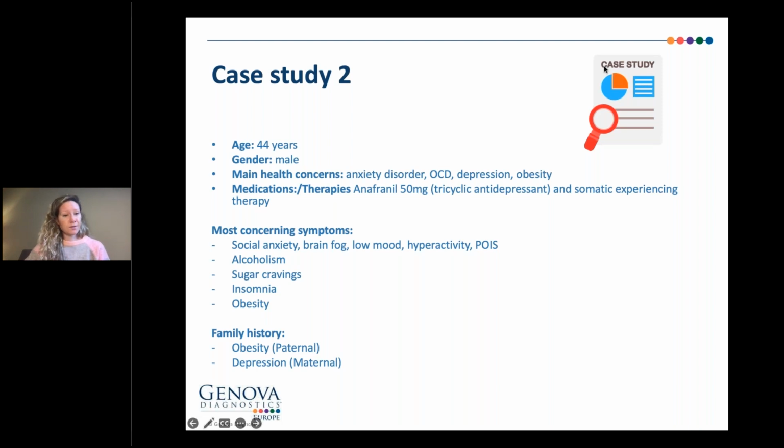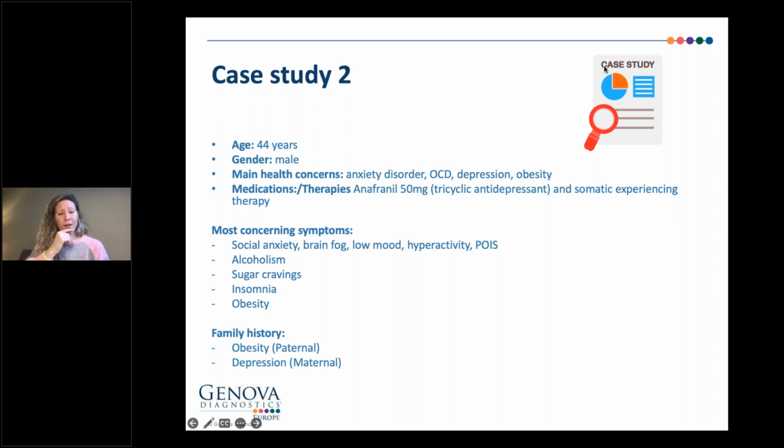His most concerning symptoms were social anxiety, brain fog, low mood, hyperactivity, and an interesting thing which I've only come across a couple of times in my time as a clinician, which was post-orgasm illness syndrome. So he was very, very sensitive to the days following intimacy with his partner. He said he felt very unwell, felt very down, and so that was quite an interesting part of his clinical presentation.